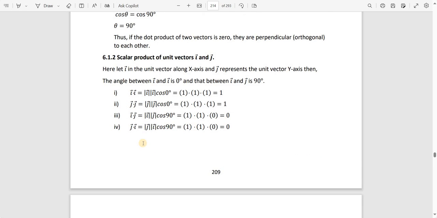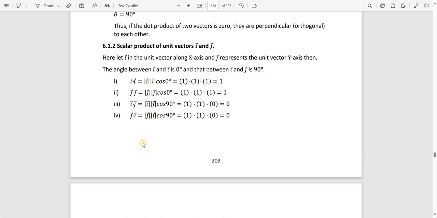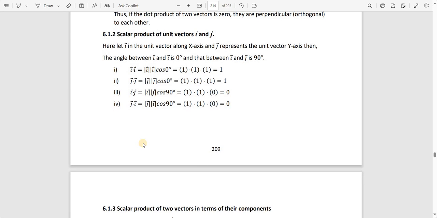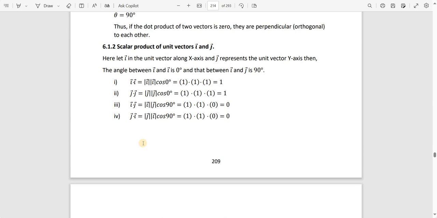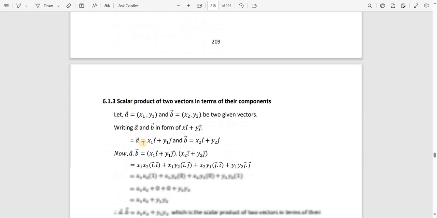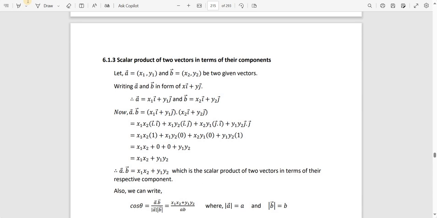So we learn about the scalar product of two vectors. So that is, when it is 0, there can be two conditions. If this angle is 0, okay, angle is 90 degrees, sorry, if the angle is 0, then their product is 1.